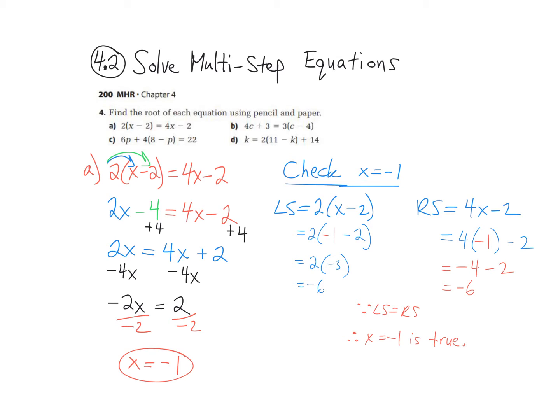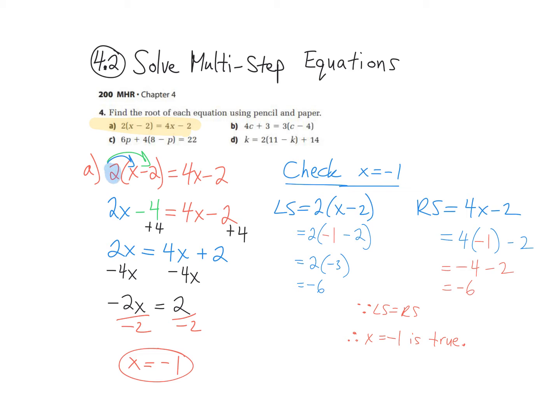Okay, so let's begin with question 4a. The left side reads 2(x - 2) equals the right side of 4x - 2. So we begin with the distributive property.